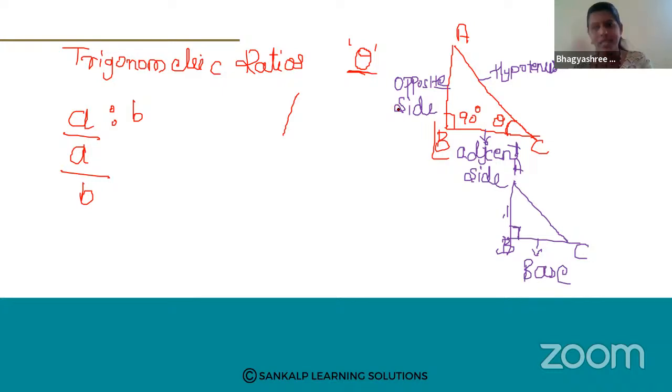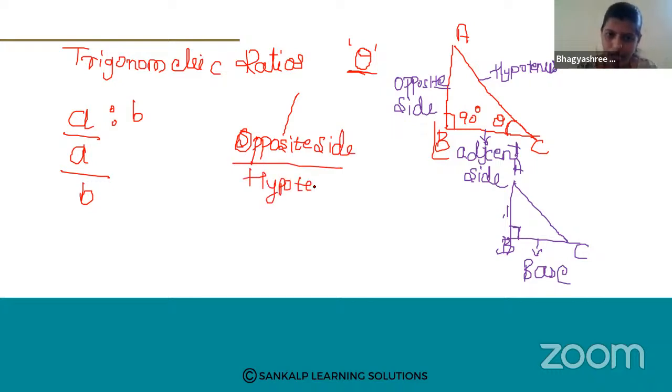If I take opposite and hypotenuse, what do we call it? Opposite side divided by hypotenuse. So this is one ratio I am taking. Means I am comparing opposite side and hypotenuse. So what do we call this ratio? There is one good name for it. Sin theta. Yes, sin theta is equal to opposite side divided by hypotenuse, right?